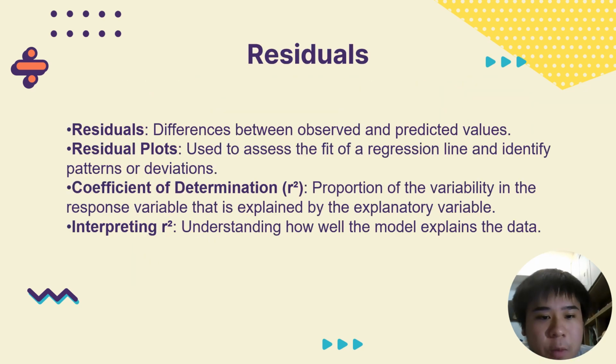Just like that. So the residuals. The residual is the difference between observed and predicted values. We use it to assess the fit of the regression line and identify patterns or deviations. For the coefficient of determination, you'll be using R squared. It is the proportion of the variability in the response variable that is explained by the explanatory variable.